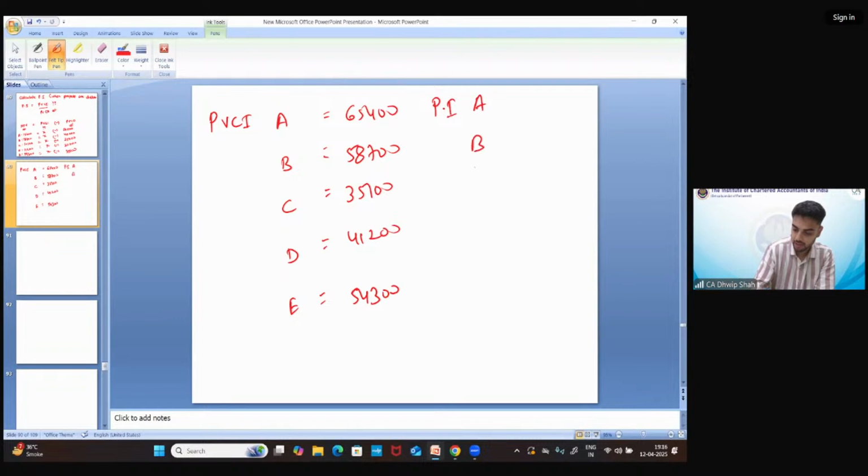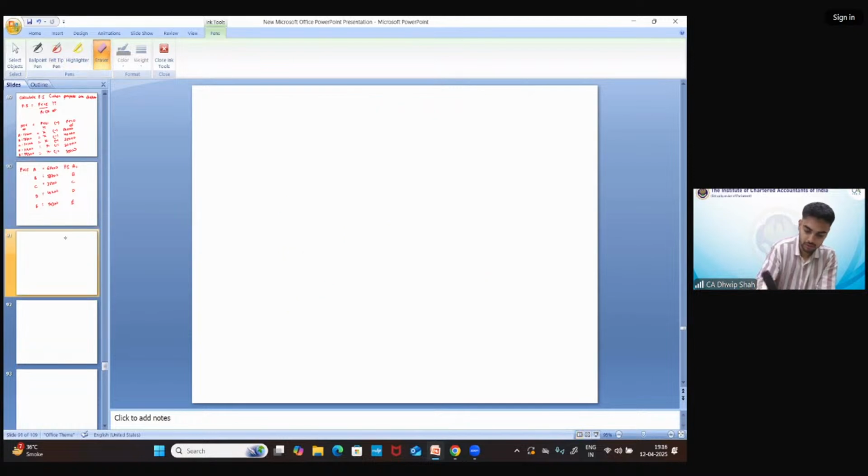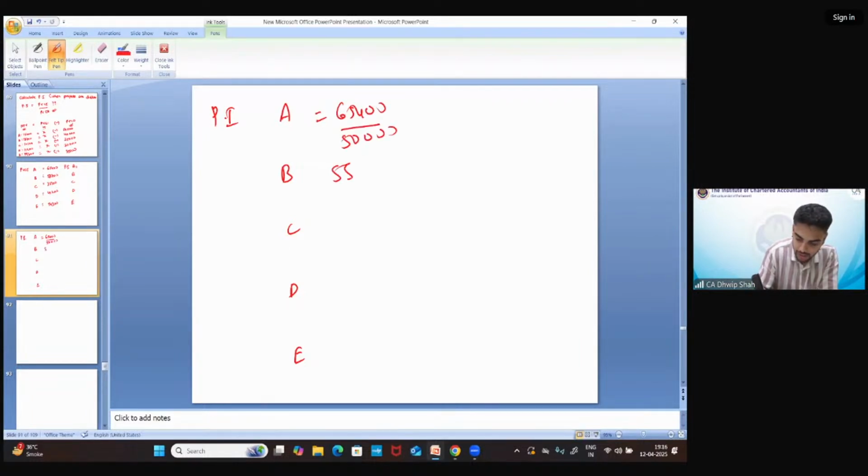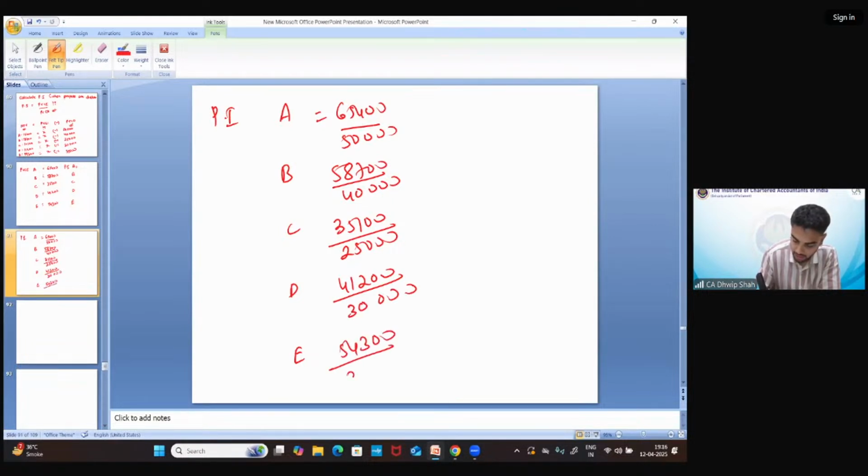So my PI for project A, B, C, D, E would be, चलो यहाँ पे कर दे. PI for project A would be 65,400 divided by 50,000. For B, it would be 58,700 divided by 40,000. For C, it would be 35,100 divided by 25,000. For D, it would be 41,200 divided by 30,000. And for E, it would be 54,300 divided by 35,000. करो कितना आ रहा है?